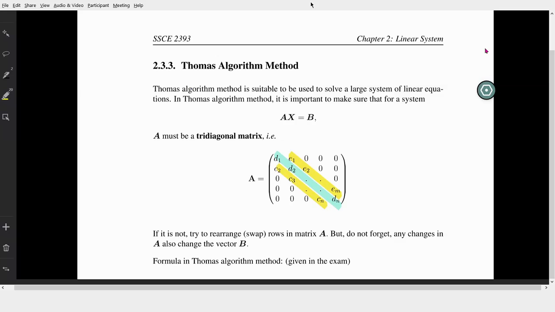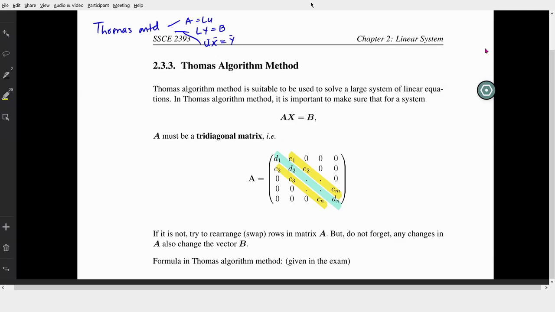The Thomas algorithm is actually the simplified version in terms of the process. The Thomas method consists of all those three steps: you have A equals LU, you have LY equals B, and you also have UX equals Y. The same process. But when you have a very large system, you normally solve it by computer program, constructing your own codes. In the Thomas algorithm, the three steps are summarized into what we call the algorithm, so that it is easier for us to construct our codes.